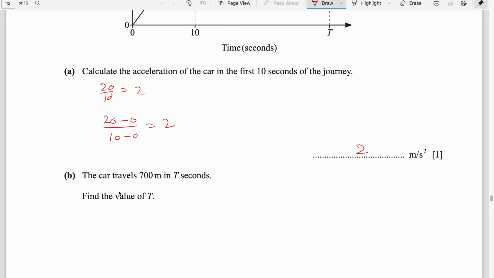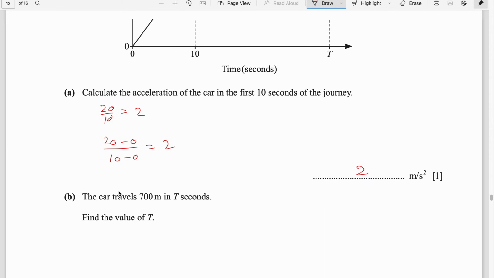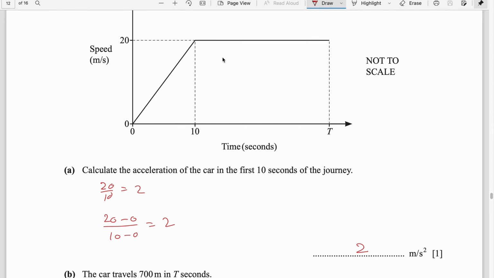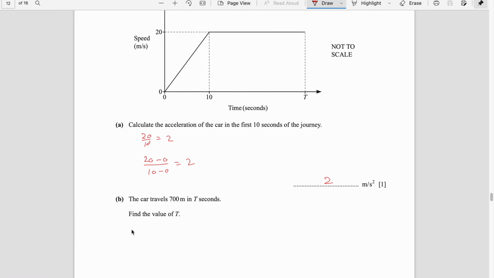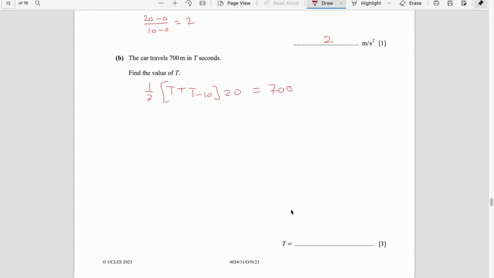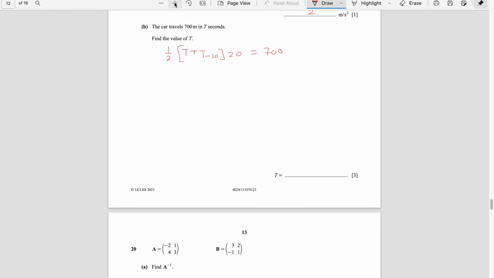Part B says the car travels 700 meters in t seconds. Find the value of t. So for 700 meters, the area under the graph gives you the distance. This is a trapezium right there. I'm splitting it up. Let's say this is 1 by 2 times the sum of parallel sides. This full side is t, and this length is t minus 10. Sum of parallel sides times height, that is 20, equals 700. Now let's simplify and see what we get.